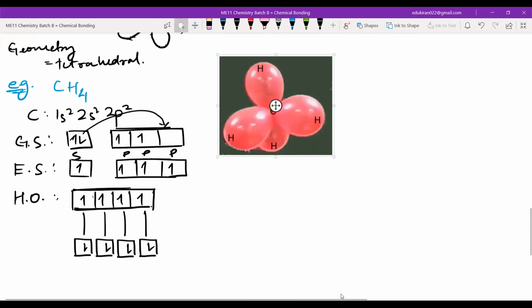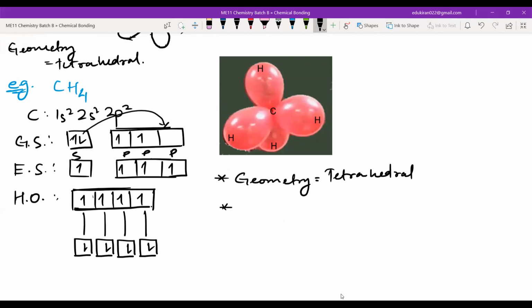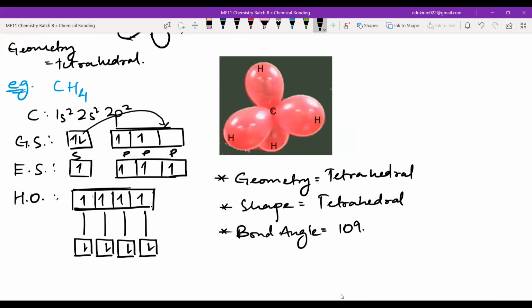Now, again, the geometry. Geometry is tetrahedral. Then you have the shape. Shape is also tetrahedral. And the bond angle. Bond angle is 109.5 degrees. Okay, 109.5 degrees.